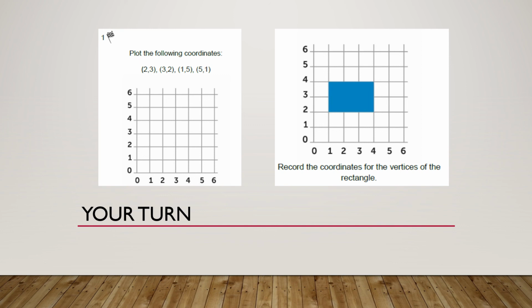I'd like the following coordinates, and then try and draw some lines in between them to see what shape it is. And for the second one here, record the coordinates of the vertices of the rectangle. The vertices means the corners. So just to be clear, we're talking about stuff like this here.